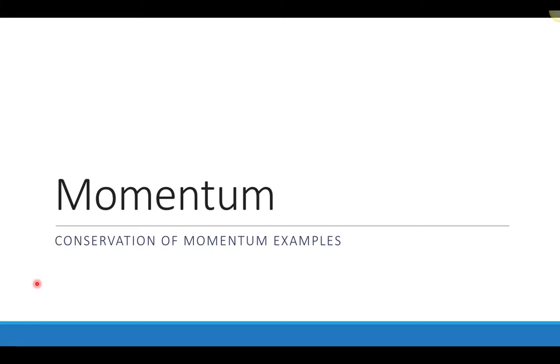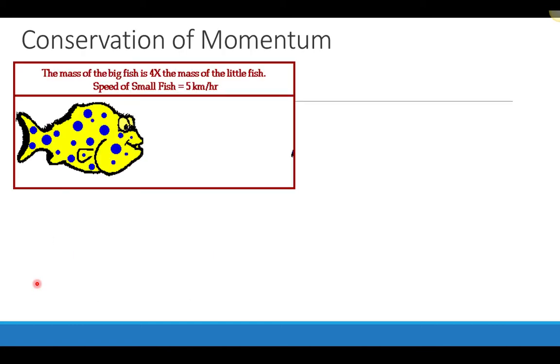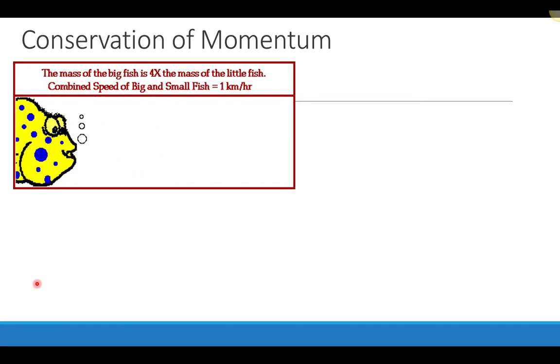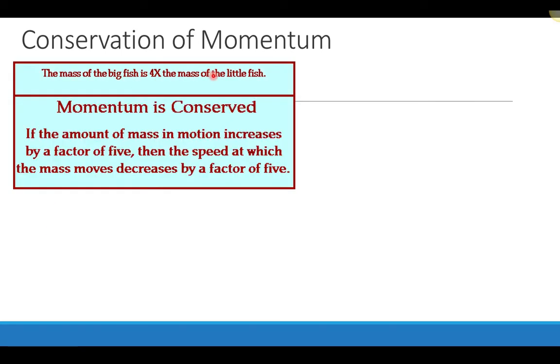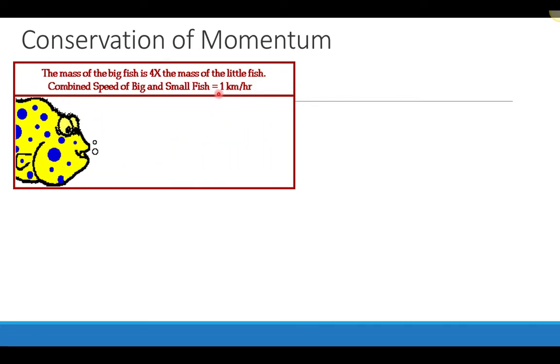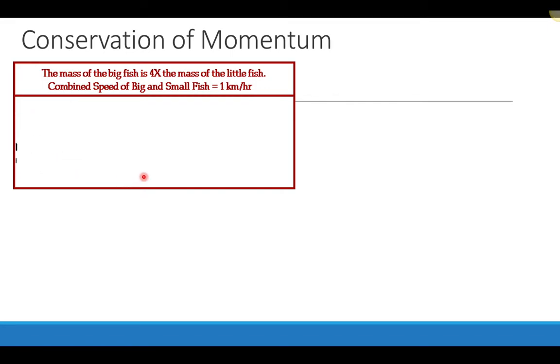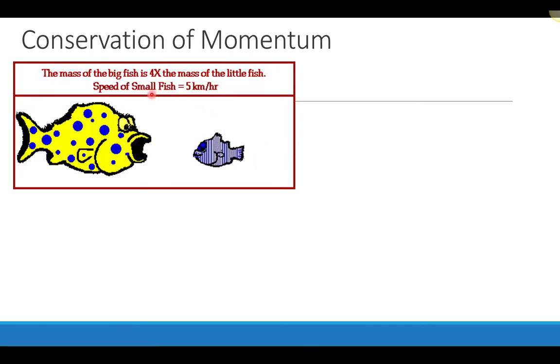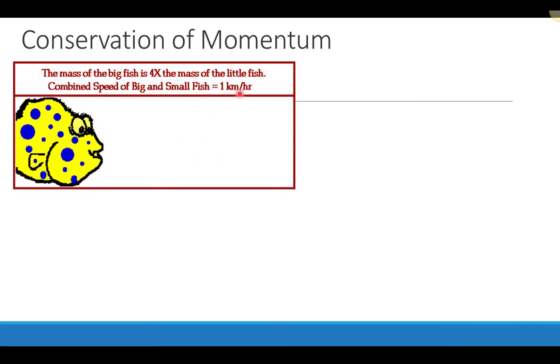Okay, let's consider some examples of conservation of momentum. So here we have a very large fish that has a mass that's 4 times the size of the little fish. And the little fish is traveling to the left at a speed of 5 kilometers per hour to start with. The big fish swallows the little fish, and now they move to the left with a speed that is much smaller. So the speed afterwards is 1 kilometer per hour.